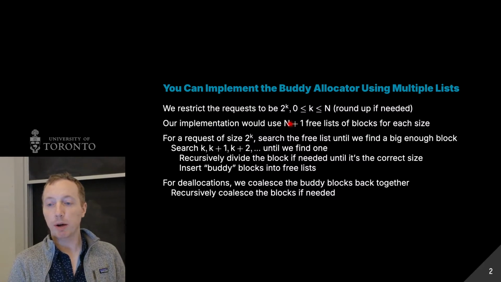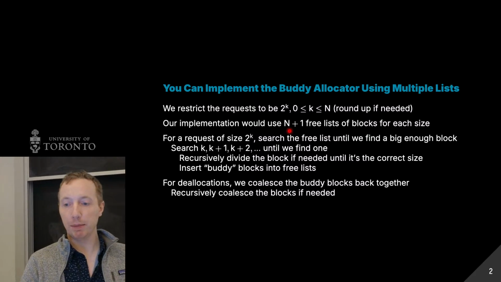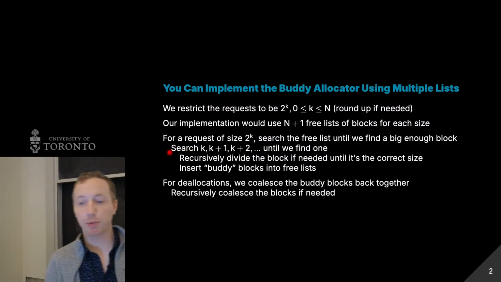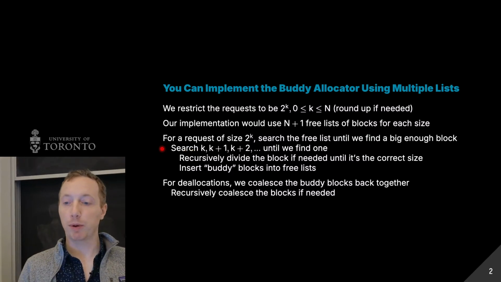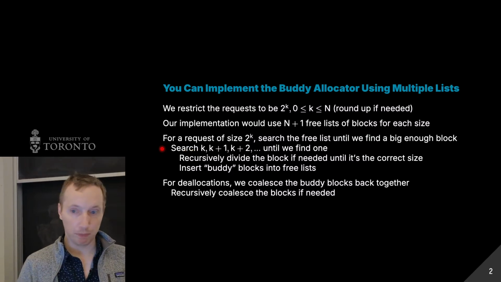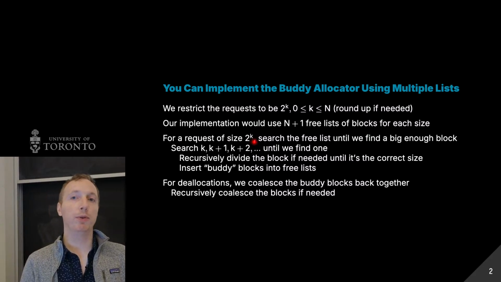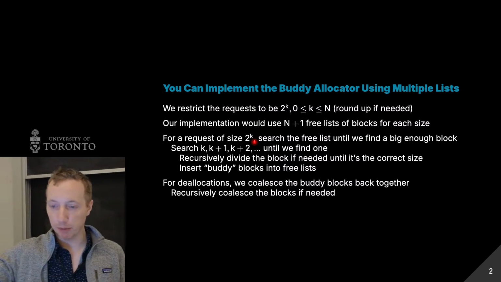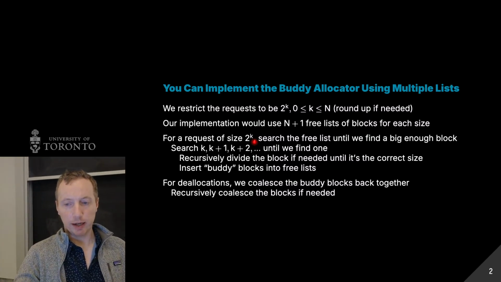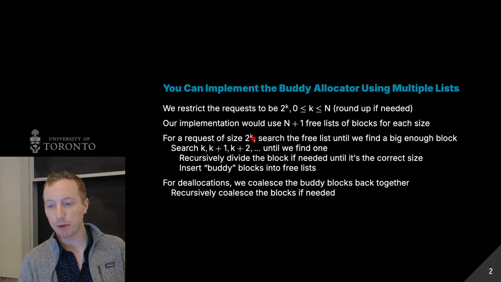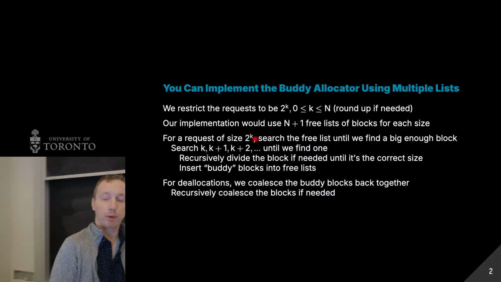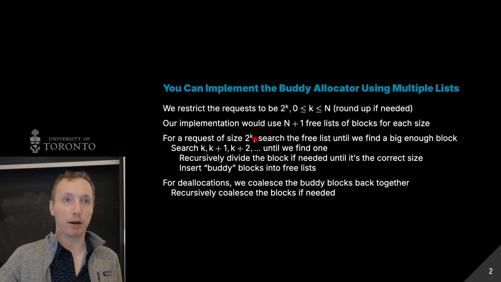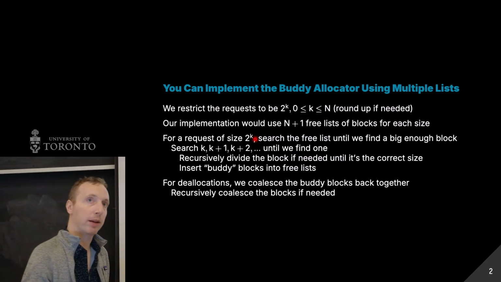We need 1 for every power of 2, so we'd need n plus 1 free lists, 1 for each size. Then how this works: if you request some memory and they do not request a power of 2 size, we have to round it up. We'll have some internal fragmentation, but that's okay. In this case, we assume a power of 2 size request. So we'll search the free list for that exact size. If there is a block free, perfect, it's exactly what they requested.